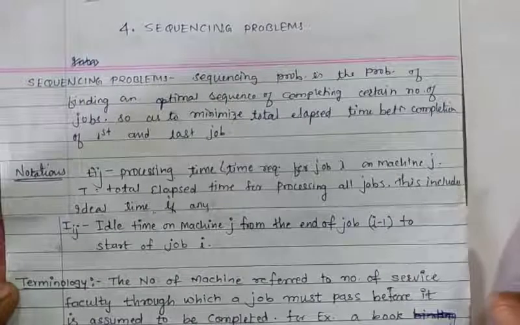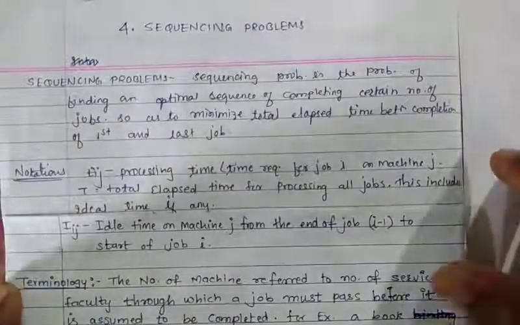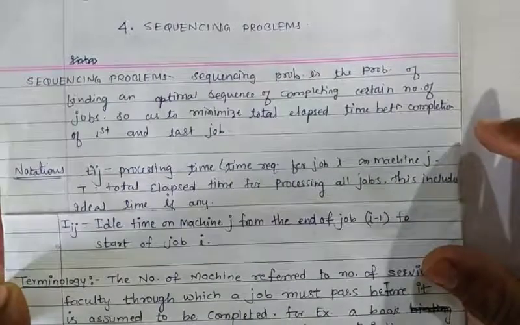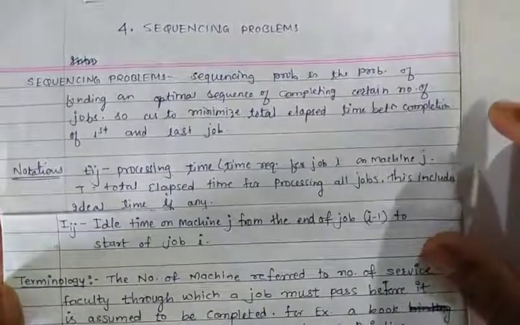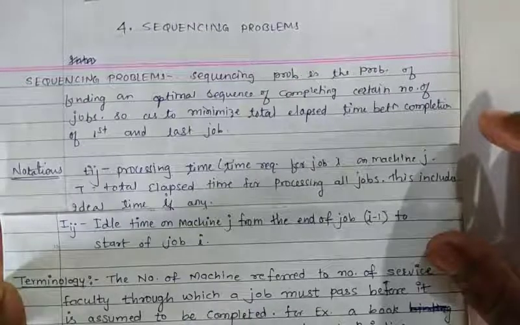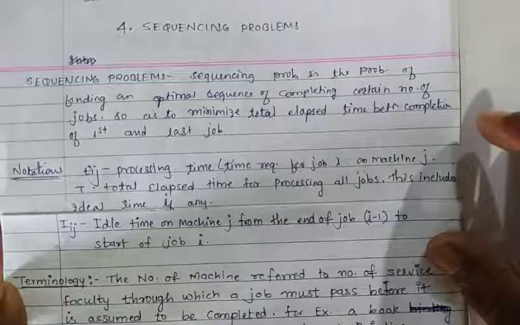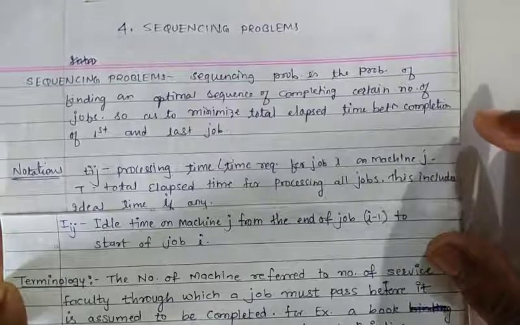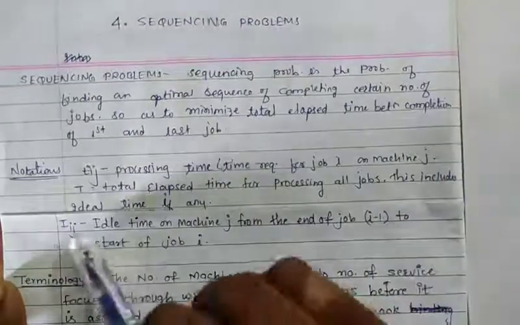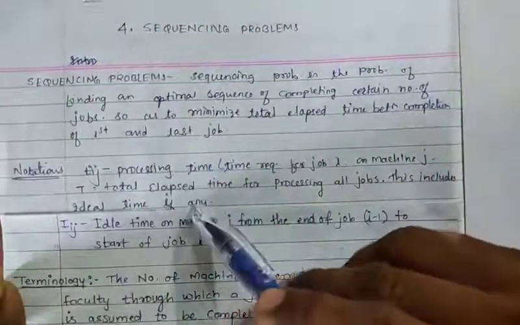Now we'll take the chapter Sequencing Problems. So what is a sequencing problem? A sequencing problem is the problem of finding an optimal sequence of completing a certain number of jobs so as to minimize the total elapsed time between completing the first job and the last job.